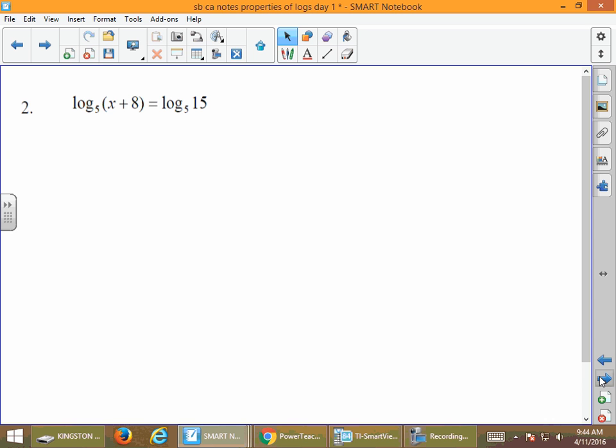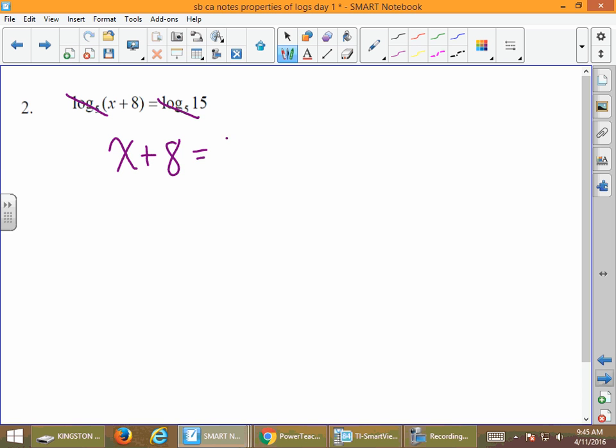We don't need to worry about the log base 5s. So I'm going to cross them out. They don't really cancel out. They just aren't helpful for when we solve these. But because we have one logarithm on the left with a base of 5 and one logarithm with a base of 5 on the right, we can cancel these out and we can solve. So we're left with x plus 8 equals 15. If we subtract 8 from both sides, we get x equals 7.